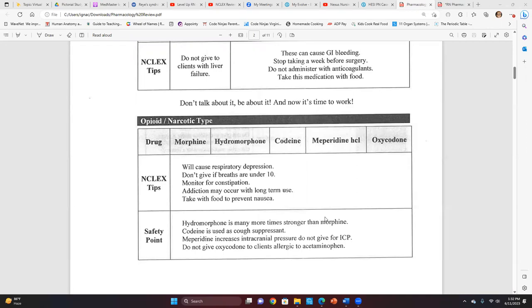Meperidine decreases intracranial pressure, but do not give it for ICP, or increased intracranial pressure. The medication for patients that have intracranial pressure issues is going to be mannitol, and we're going to get to that, but I'll put that in the chat just in case. Mannitol. Okay. All right. So another safety point is do not give oxycodone to patients that are allergic to acetaminophen, because guess what? There's acetaminophen in that medication. Okay. Any questions on this page?